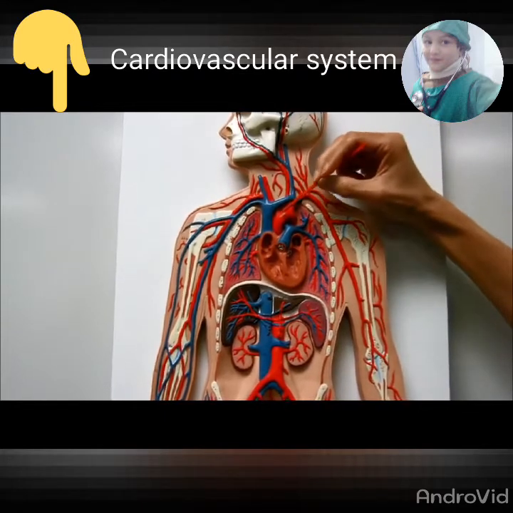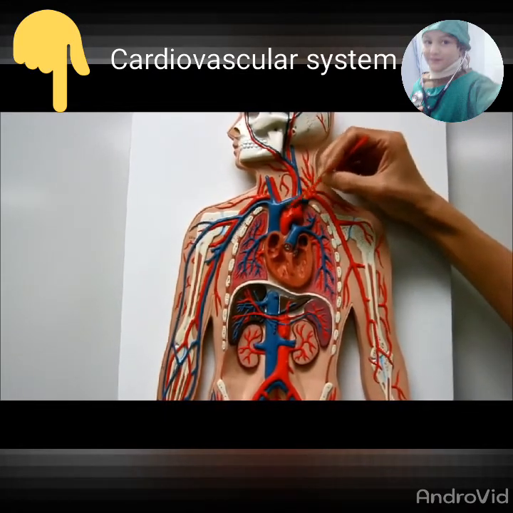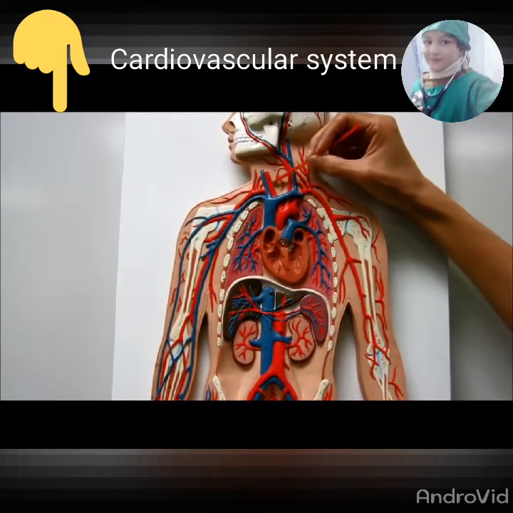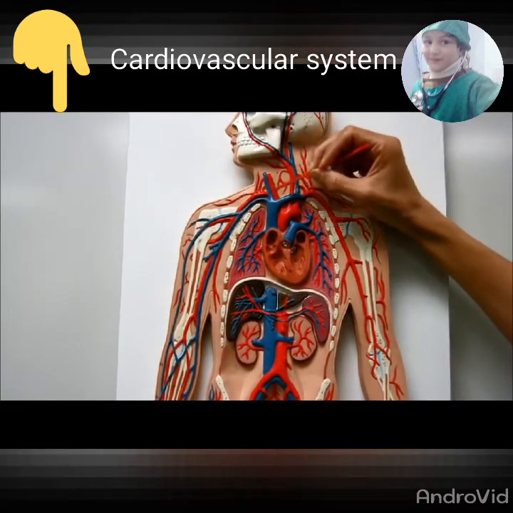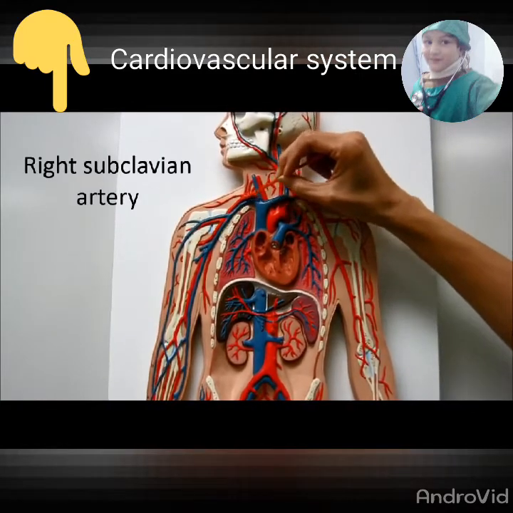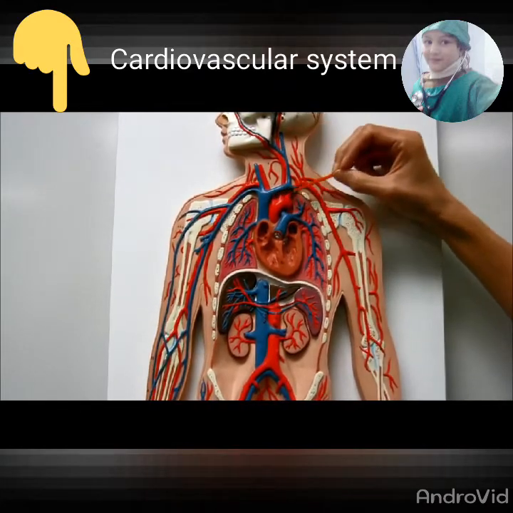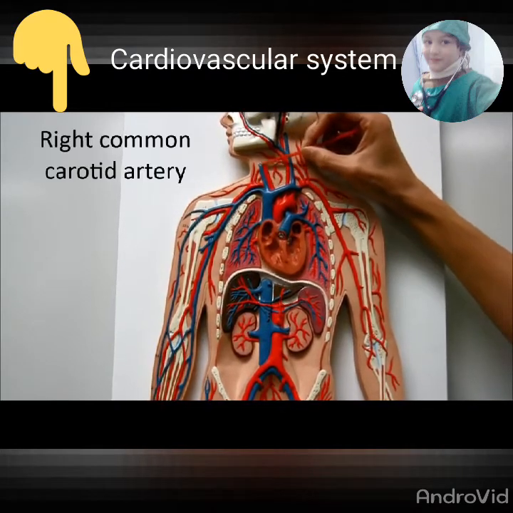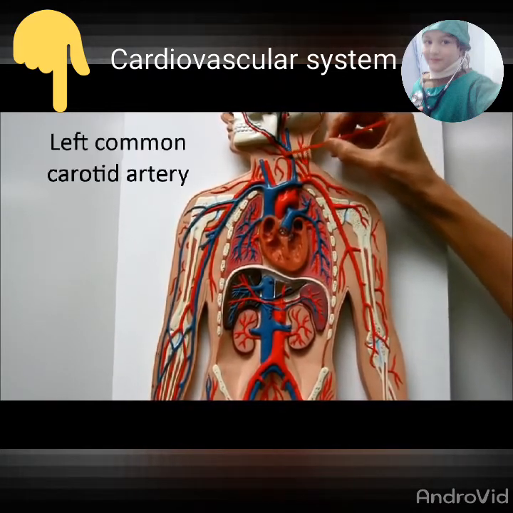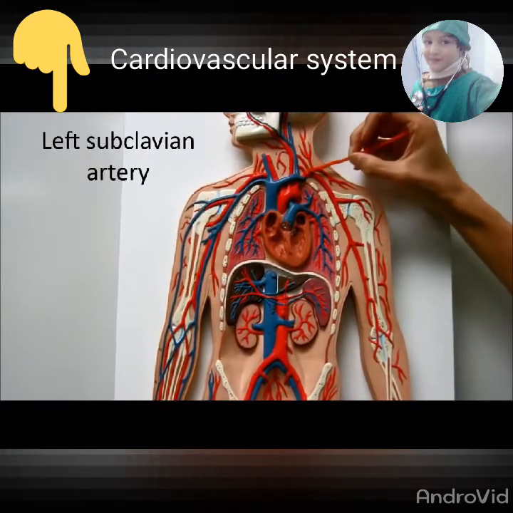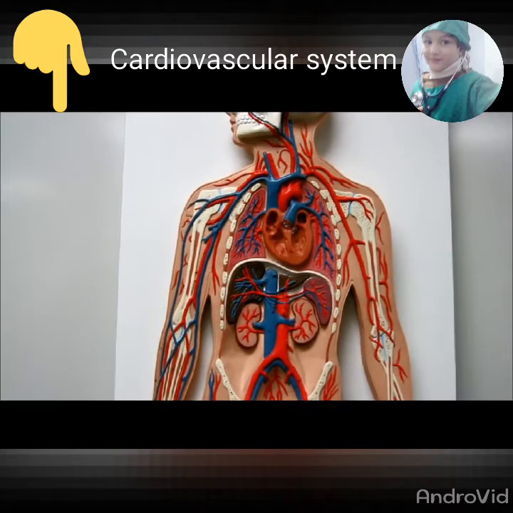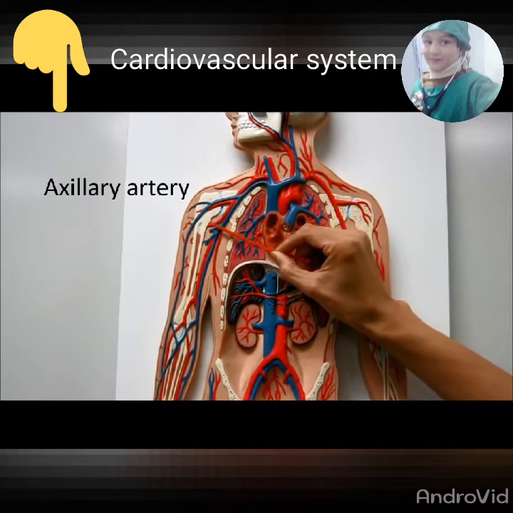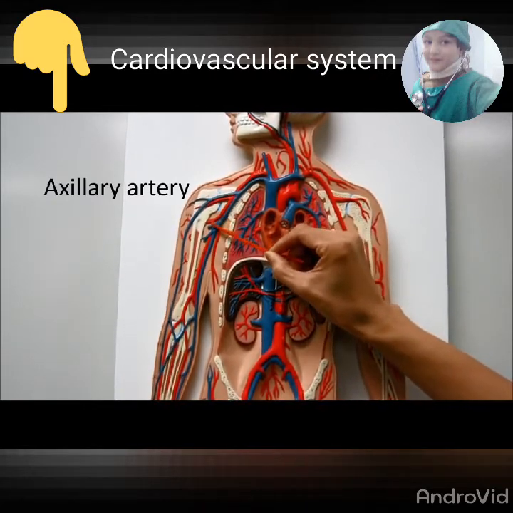Going back here, the brachiocephalic trunk then splits or branches to become the right common carotid artery and the right subclavian artery. So it's not symmetrical. So again, this is the right subclavian artery, the right common carotid artery, the left common carotid artery, and the left subclavian artery.